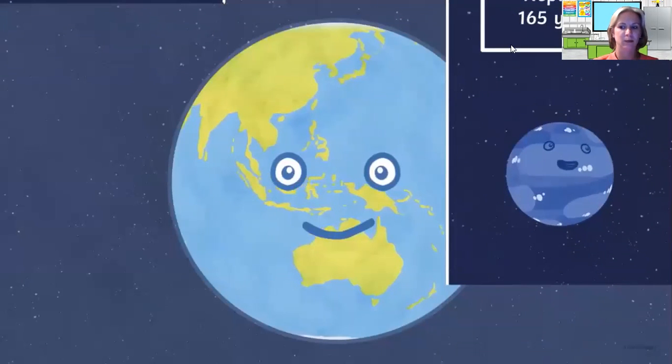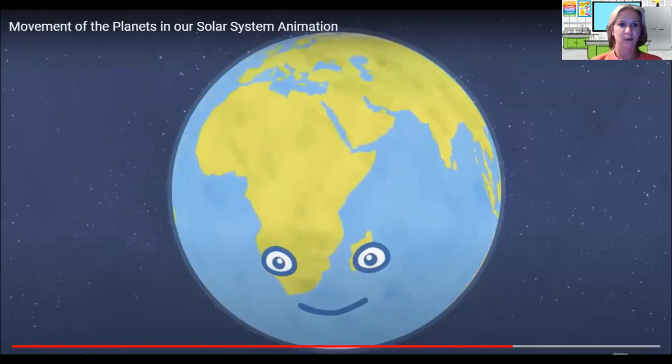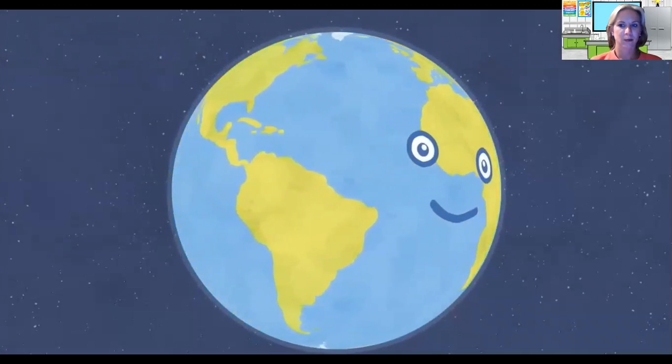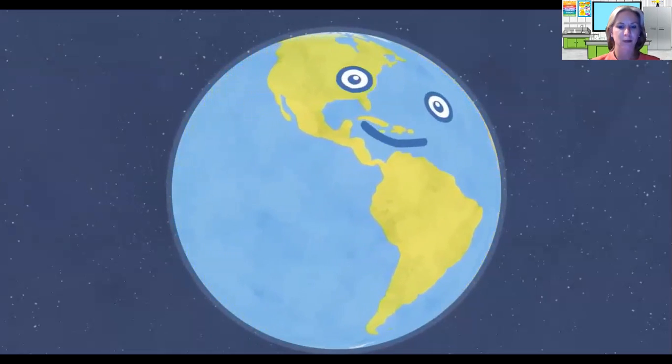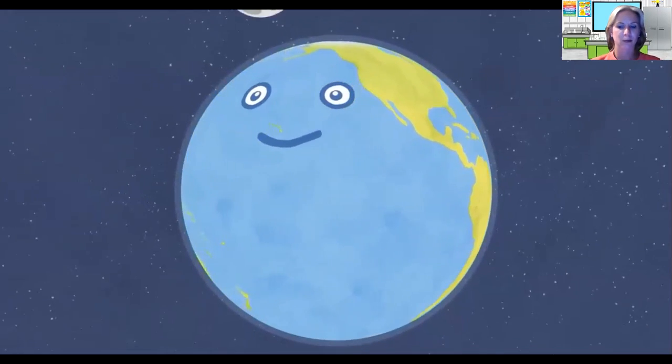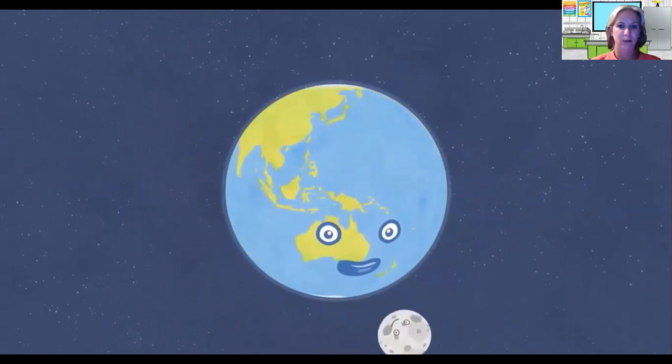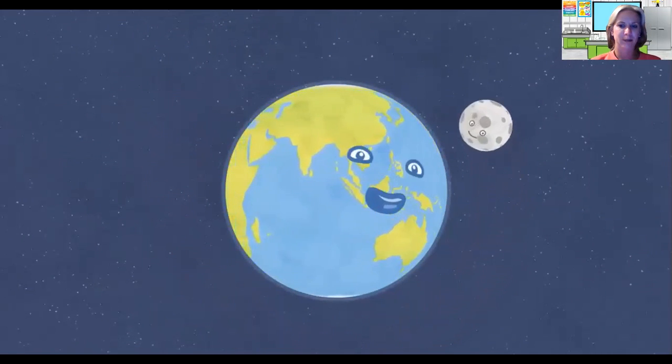Each of the planets orbiting the Sun also spins or rotates. The Earth takes 24 hours to rotate on its axis. The planets have their own gravity, and some have objects, such as moons orbiting around them. The Earth has one moon, which takes 28 days to complete an orbit around our planet.